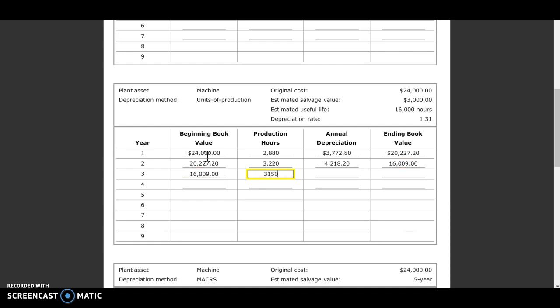Year three production hours were 3,150. 3,150 times our rate of 1.31 gives us an annual depreciation of 4,126 and 50 cents. Our ending book value then will be $11,882.50. Year four production hours is 2,800. That means that our depreciation then will be 3,668, and then find our ending book value, which is $8,214.50. Okay, so they only give us our 4 years of production hours, so that's all we need to fill in for that one.